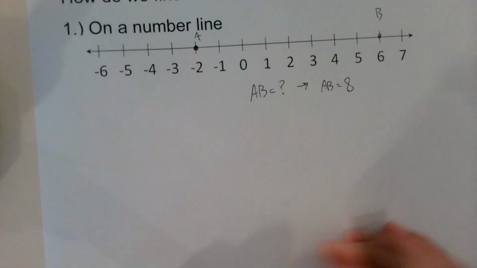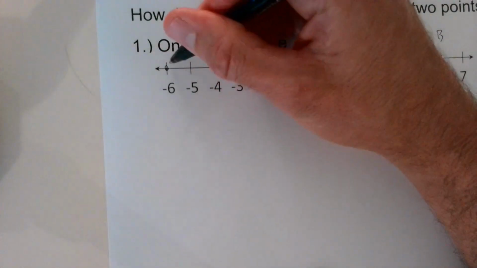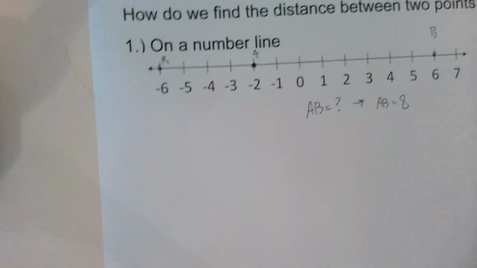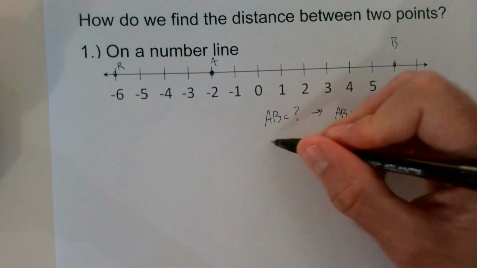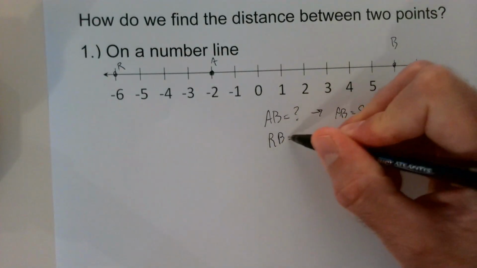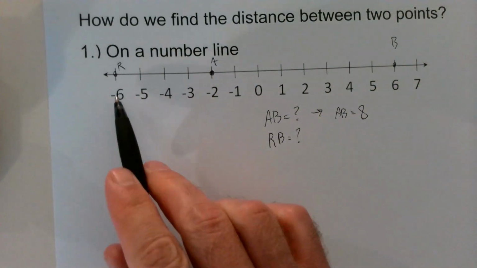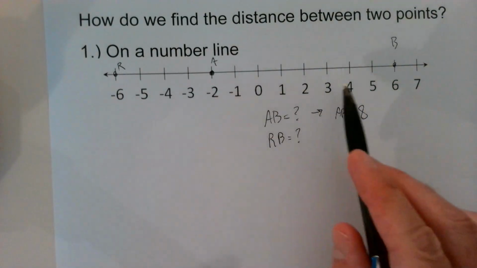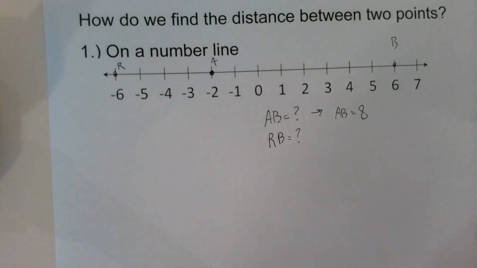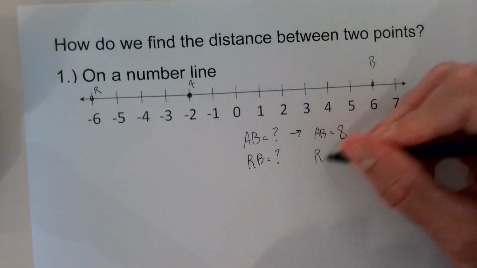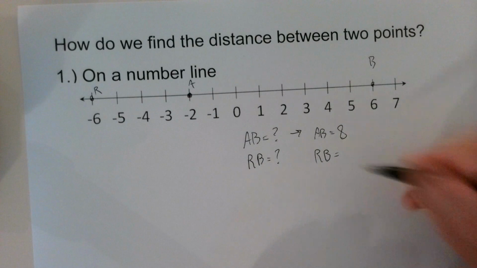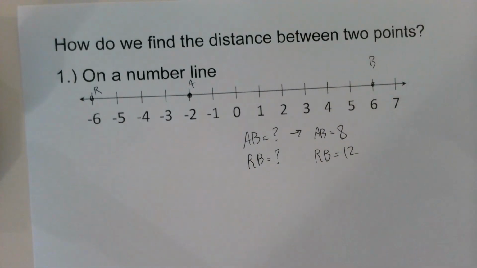Okay, well, let's look at another segment. How about put R over here, and I ask you to find RB. Okay, I can count. It's going to take even longer, but I can get the answer. It's going to be, once I'm done, 12. Here's a quicker way to do that, though.